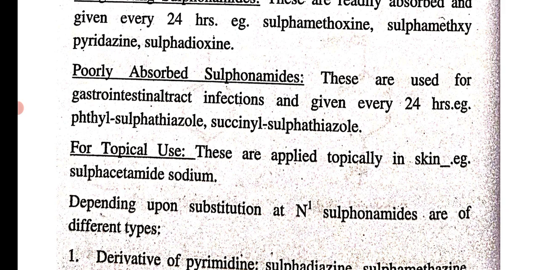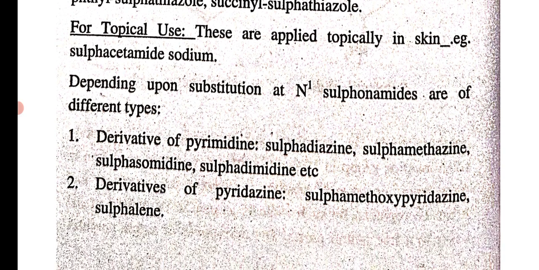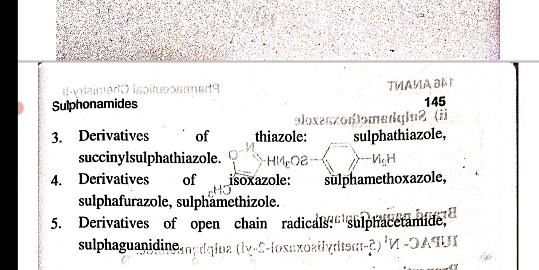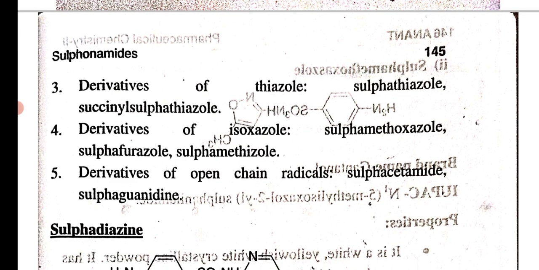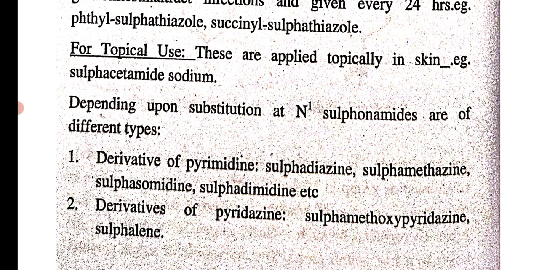Further, for topical uses, sulfonamides are used topically in skin infections. Depending upon substitution at N1, sulfonamides are of different types: derivatives of pyrimidine, pyridine, thiazole, isoxazole, and open chain radicals. And we are going to discuss examples of these also.